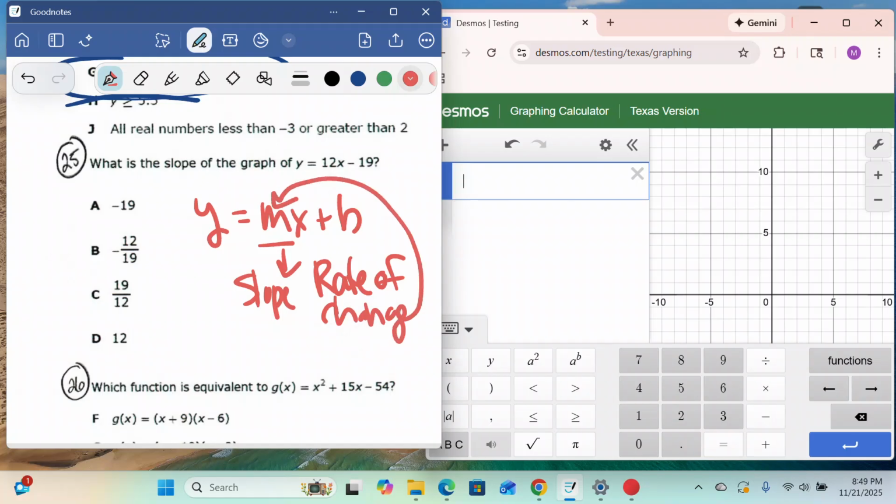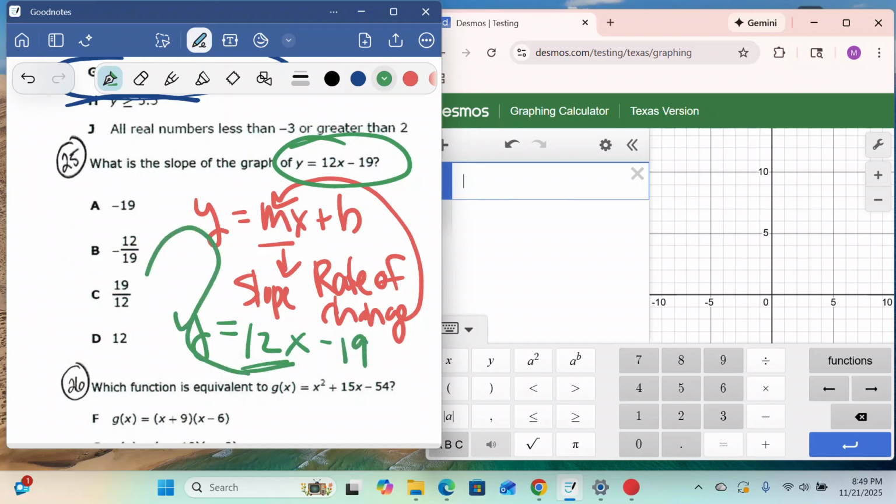So this is your slope. They give it to you in y equals mx plus b form. So it is y equals 12x minus 19. Automatically the 12 is the slope, so I can get the answer as it being letter D. Once again, the negative 19 is your y-intercept.